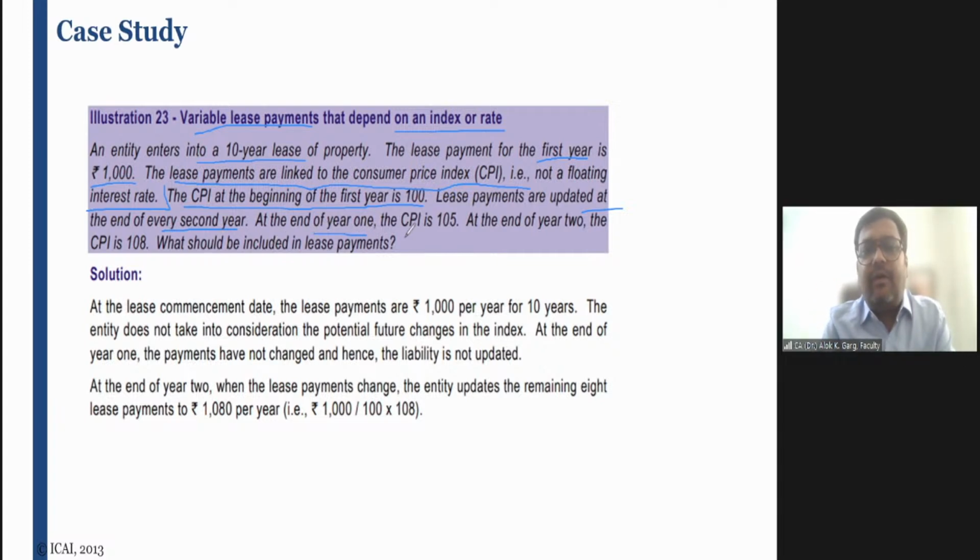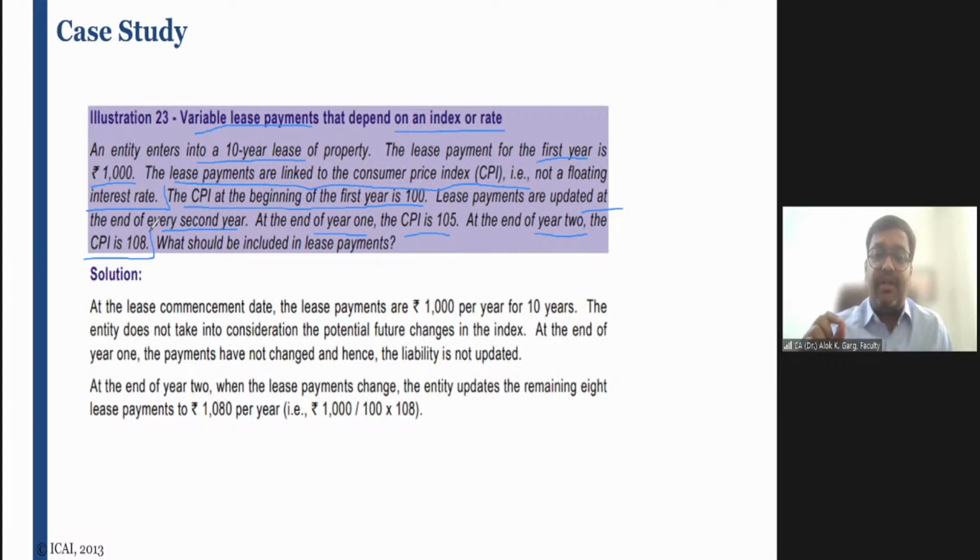At the end of year 1, the consumer price index is 105. At the end of year 2, the consumer price index is 108. At the time of commencement of the lease, the rent was 1,000 and the consumer price index was 100. This amount has to be increased after every 2 years. So the consumer price index after the first year is irrelevant. It is given in the question just to confuse you.